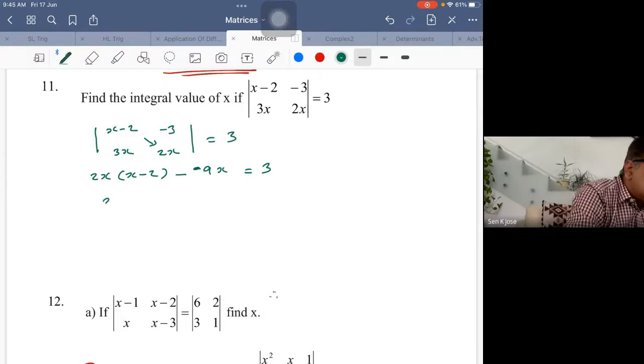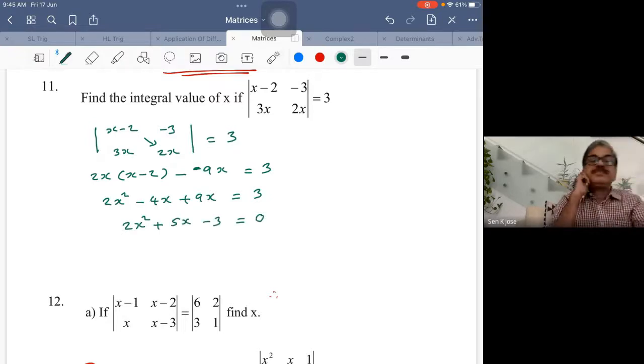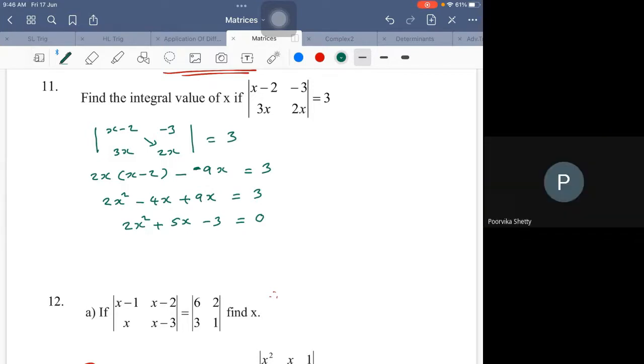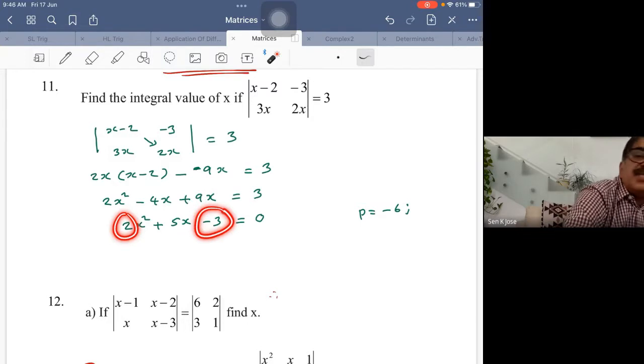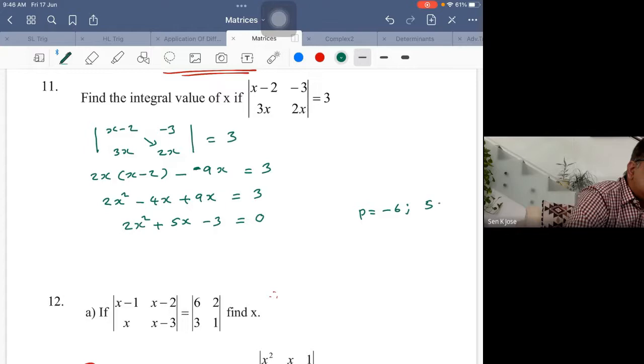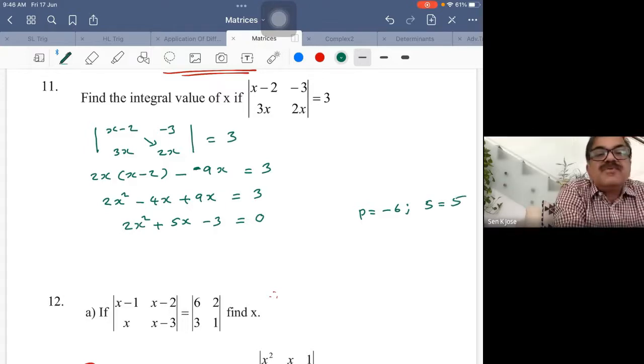Then you open the bracket. So you'll get 2x squared minus 4x plus 9x is equal to 3. 2x squared plus 5x minus 3 is equal to 0. What should I do next now? Factorize. My product should be -6. Product is the first number multiplied by the last number, which is -6. And sum should be the middle term, which is 5. So I'm looking for two numbers like that.